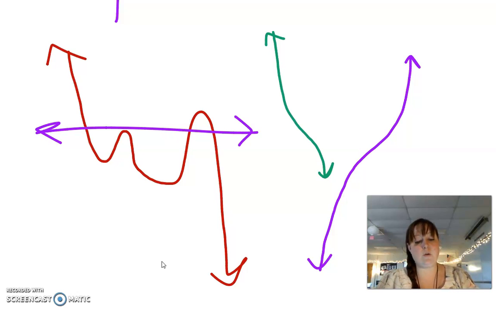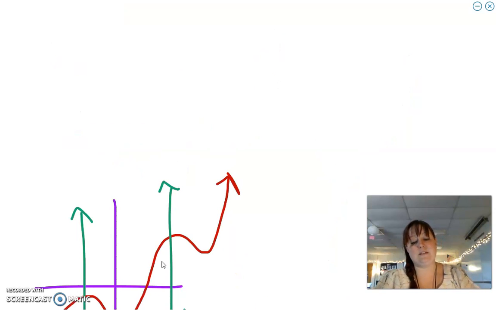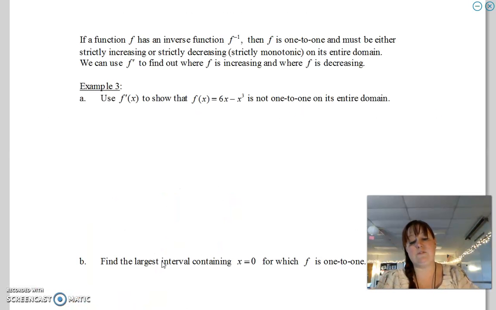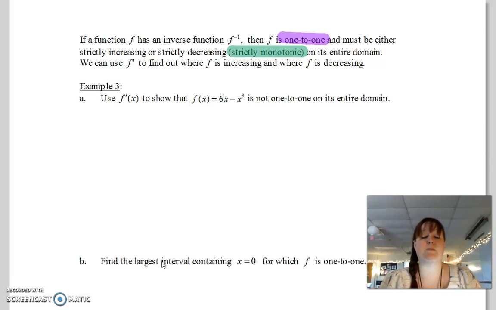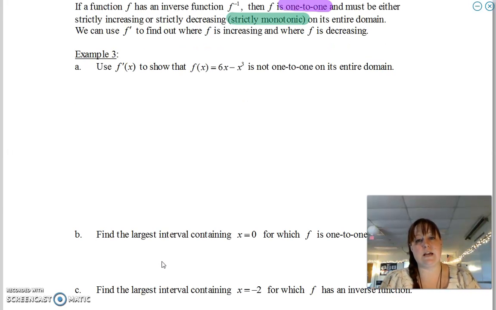So what we're going to do with calculus is decide, is this function always increasing or always decreasing? If you remember, we call that a monotonic function. This is a strictly monotonic function. That means it's always decreasing or always increasing. Again, to be a one-to-one function, the function must be strictly monotonic for its entire domain. And how do we find that? An f-prime number line! Yes! I know you love these. Okay, so let's take a look. Here we have a function, 6x minus x cubed.